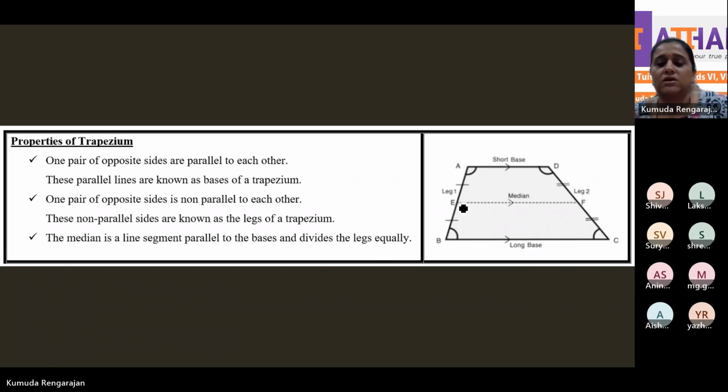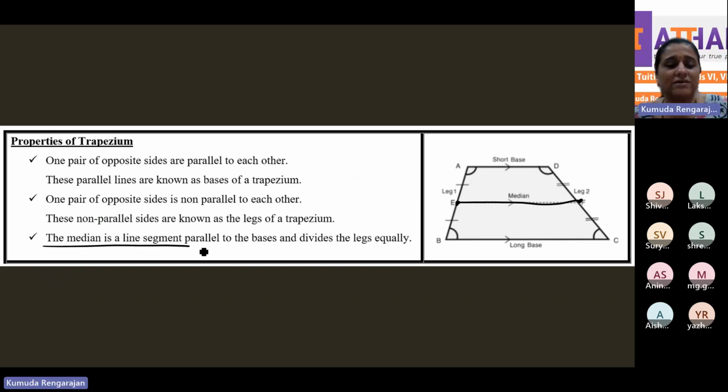Now, E is the midpoint of AB, and F is the midpoint of DC. Then EF is called the median of the trapezium ABCD.